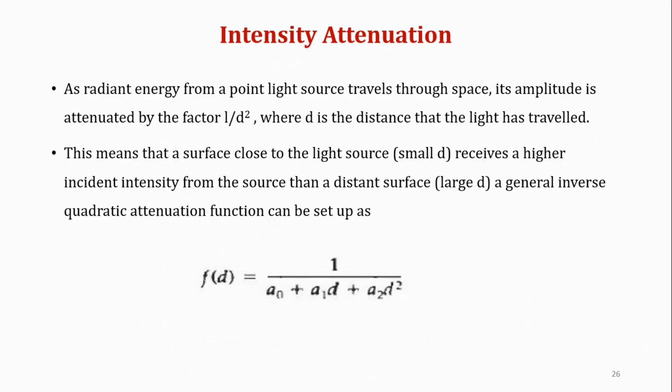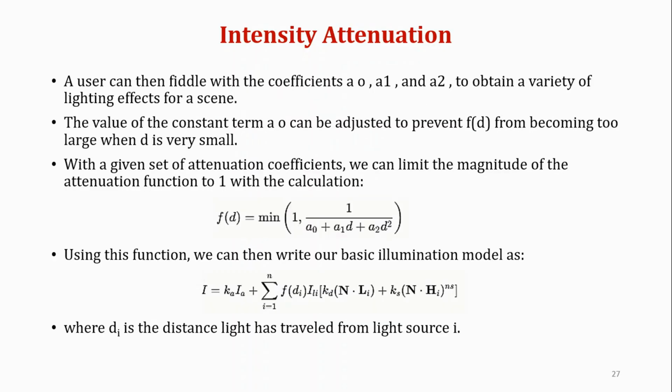According to the law of intensity, light intensity is inversely proportional to 1 by d square, where d is the distance from the light source. Therefore, the nearby objects appear brighter, and the farther objects appear dimmer or very dull. Okay, so that is what.